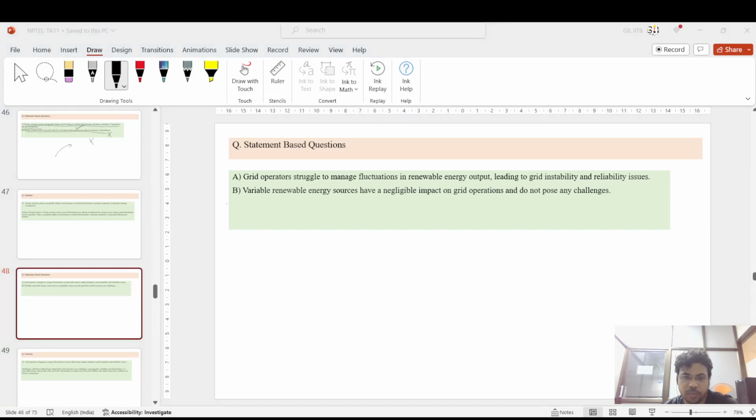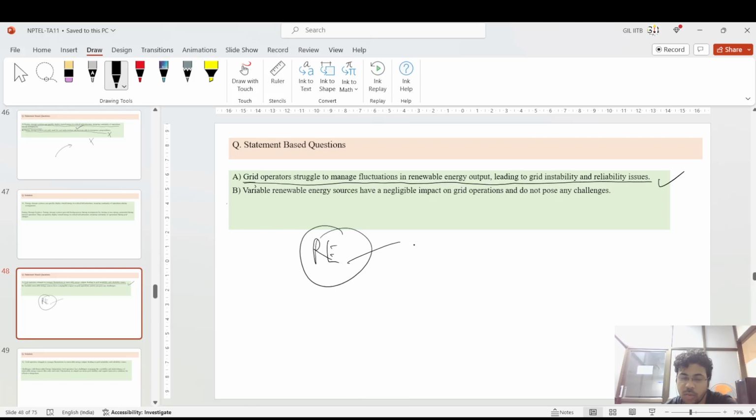This is the next question, related to grid operators' struggles. You have to tell me which statements are true. Okay, I got one, A is true. Let's go to the statement. The first statement says that grid operators struggle to manage fluctuations in renewable energy output, leading to grid instability and reliability issues.